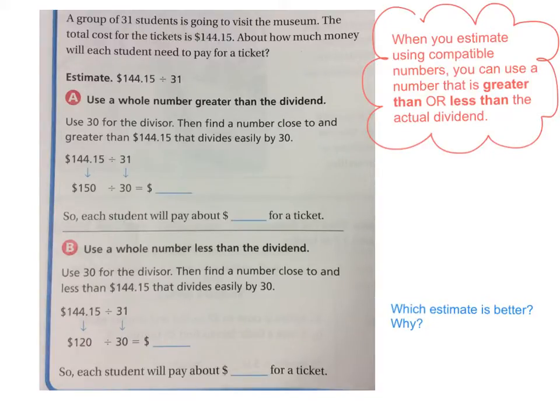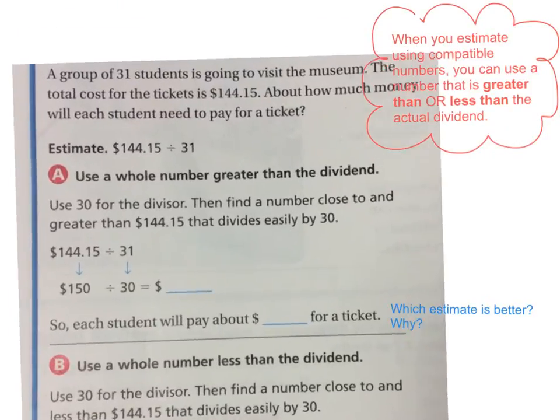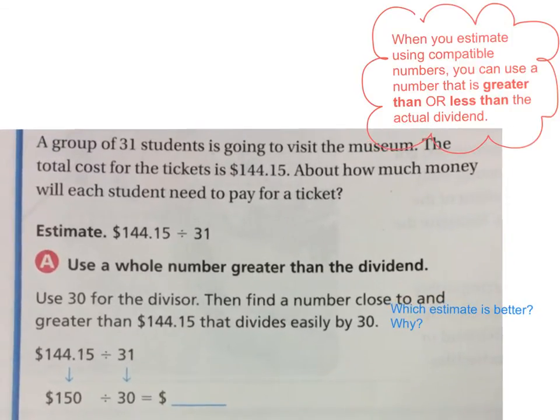Here's a new scenario. A group of students is going to visit a museum. Okay? The total cost for the tickets is $144.15. About how much money will each student need to pay for a ticket? The question here is asking about how much money each student will need to pay for one ticket. We of course need to know that there are 31 students going, and the total cost is $144.15. Okay, so in order to find the exact answer, we would need to do $144.15 divided by 31, right? But it's asking us to estimate.